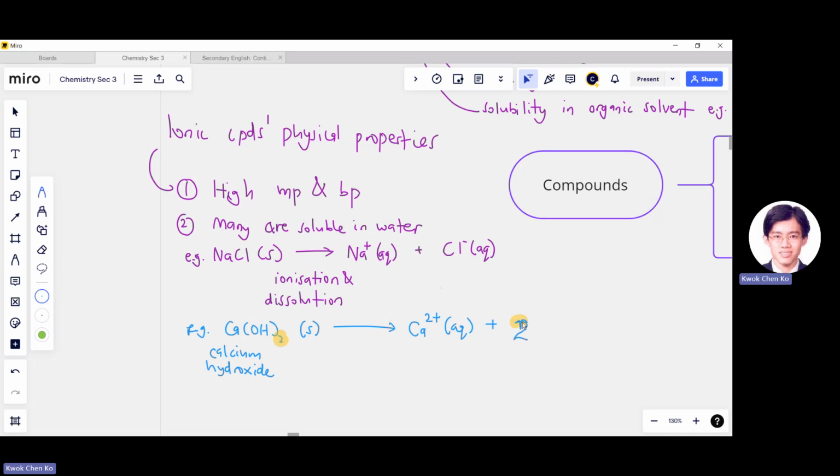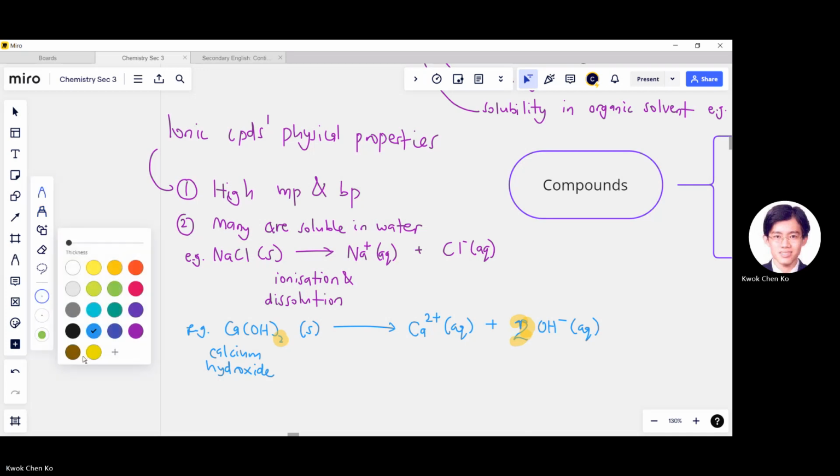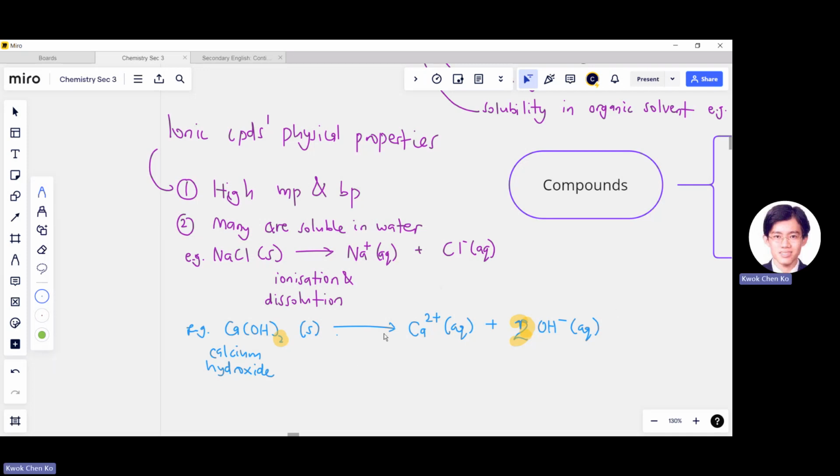Notice the 2 is no longer a subscript. Here, the 2 is not at the bottom anymore, it's now a coefficient. This is the thing a lot of students will get wrong initially. Do not write it as a subscript on the right-hand side. Of course, this is also called ionization. This is also called dissolution.